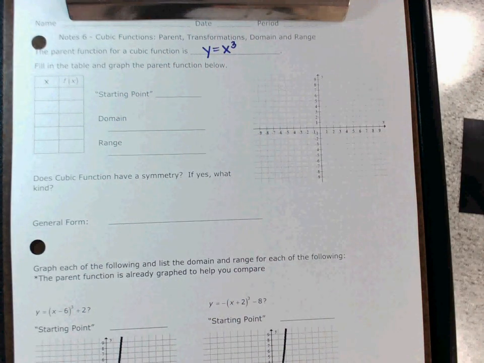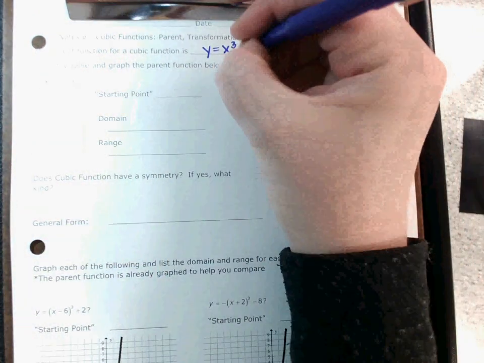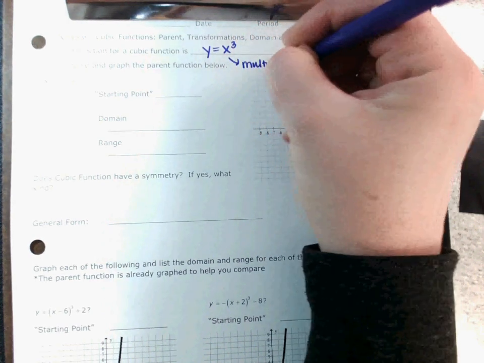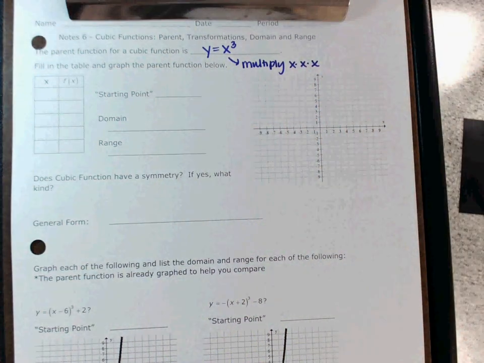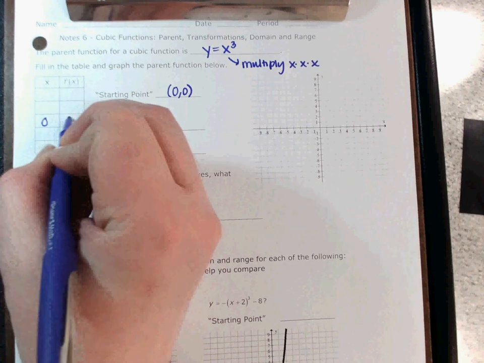Remember that for x squared, you do the number times itself again. So if it's x cubed, you're going to multiply the number 3 times. So it'd be x times x times x again. You'd basically have a repetition 3 times. For the cubic parent function, your starting point is going to be the origin, 0, 0, and you can put that dot in the middle of your chart here.